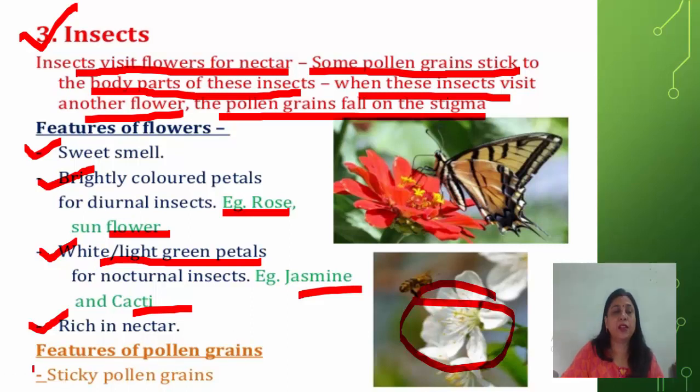Features of pollen grains: they are sticky. Sticky होंगे तभी तो वो insect की body से stick करेंगे, मीन्स चिपकेंगे.